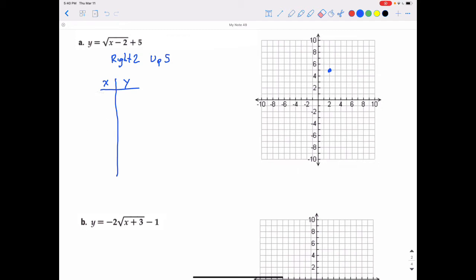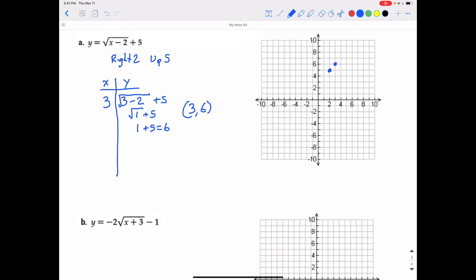But what can I use? I can use numbers like 3, because 3, notice 3 is to the right of the 2 on the coordinate plane, and if I take 3 minus 2, that is going to give me the square root of a positive number, and I'm going to be able to do that. So the square root of 3 minus 2 is 1, so I would take the square root of 1 plus 5. The square root of 1 is 1, and 1 plus 5 equals 6. So I will be able to graph the coordinate 3, 6. So I could go over 3 and up 6 and place that point right there.